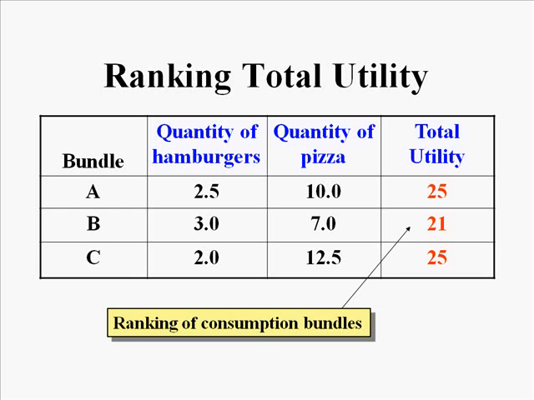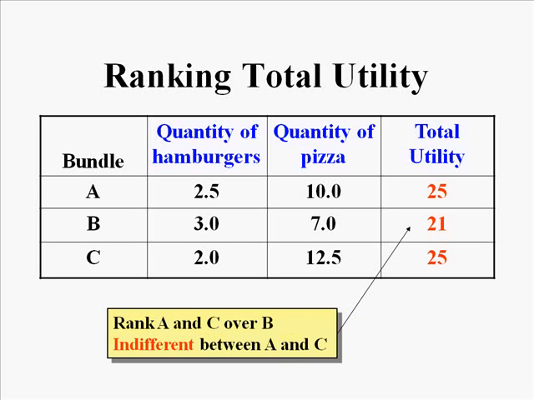So how do we rank these? Total utility, the greater the better. The more satisfaction that somebody gets, the better off they're going to be. So in this case, we're going to rank bundle A and C over bundle B because 25 is greater than 21. However, since bundle A and bundle C yield the same utility, we're going to be indifferent between the two. So we don't care if we have bundle A or bundle C because it yields us the same amount of utility.